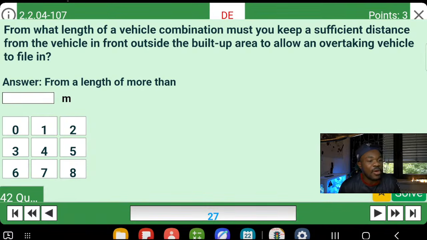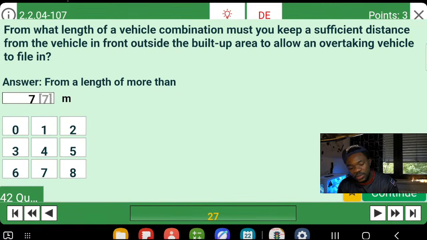From what length of vehicle combination must you keep a sufficient distance from the vehicle in front outside the built-up area to allow an overtaking vehicle to pull in? It's the same thing, 7 meters, like the one we just saw. A similar question, just trying to trick you by changing some things. It's going to be difficult for you to have both of these questions in the exam. They will bring one of them to confuse you. So don't fall for it.